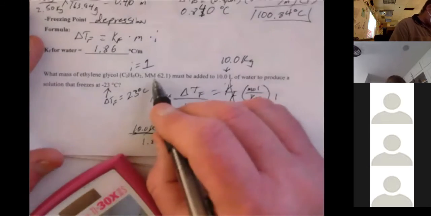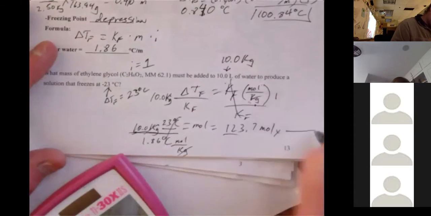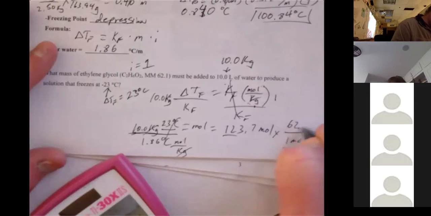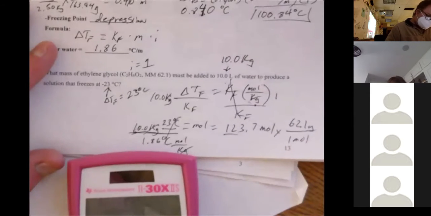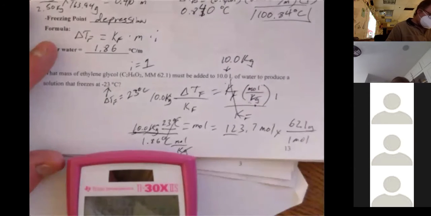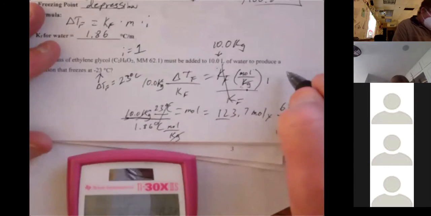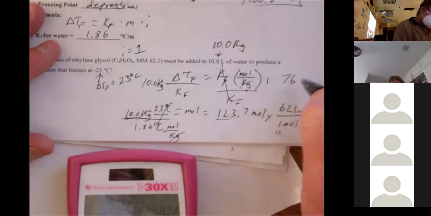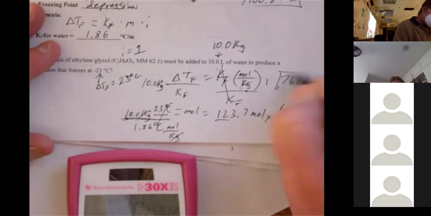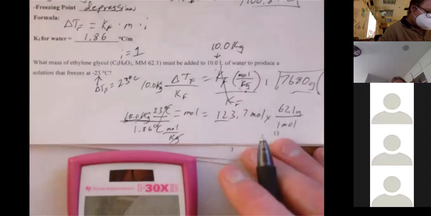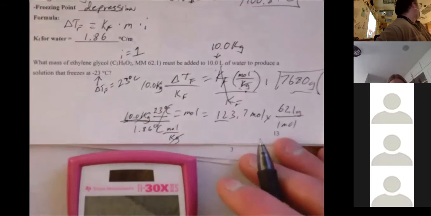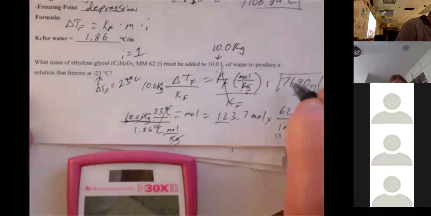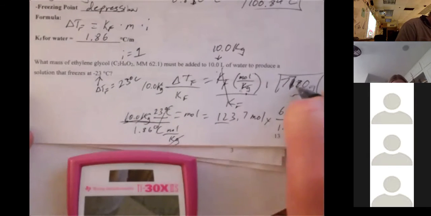I'll do the rounding later. The molar mass is 62.1 grams. Every 1 mole is 62.1 grams. We're going to multiply that by 62.1, 3 significant digits. I got 7,680 grams. Oops. 2 significant digits because of the 23. Is that what you got?